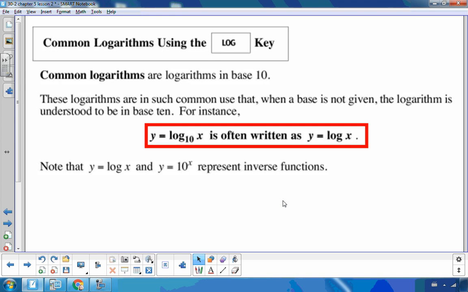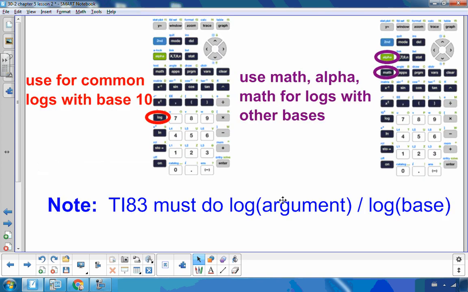Now on your calculator, you guys have that log key on the left-hand side of your calculator, and that is just a common log. So when I hit log, that means log base 10. Log base 10 can be written without the base and just as log of 10. So on your calculator, your common log, that log button right here, is log base 10.